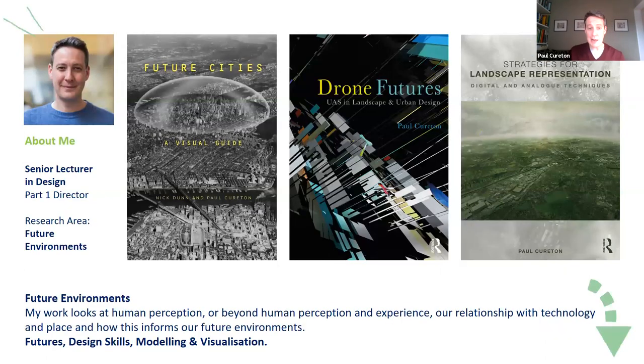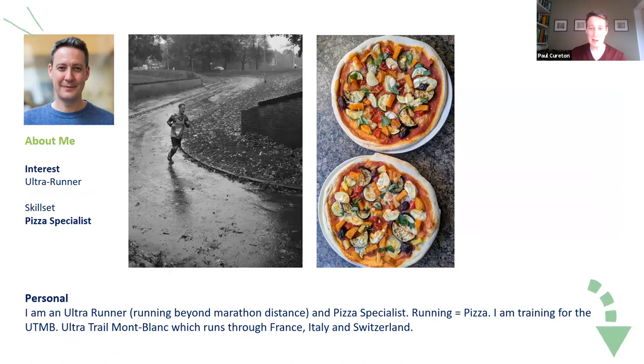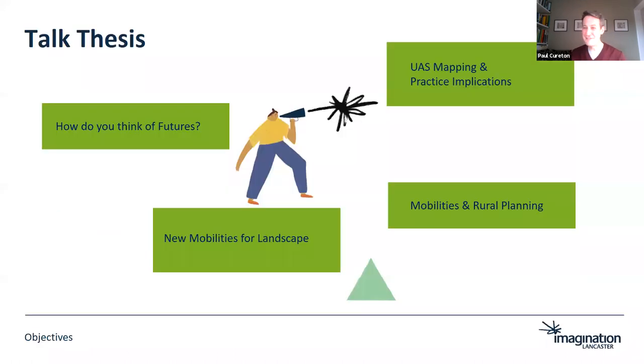So as Nadia said, that's me. There's some bits I've done, etc. More importantly, why do I do it? Because I love ultra running and I love pizza, and they're absolutely joined together. I'm training for the Ultra Trail Mont Blanc at the moment, which is a major race in France, Italy and Switzerland. Ultra running is just taking trails or going beyond a marathon distance, and it's a great way to see the landscape, actually. And you guys, I'm sure, have got some amazing trails over there. I'm waiting for my invite post-COVID, but there we go.